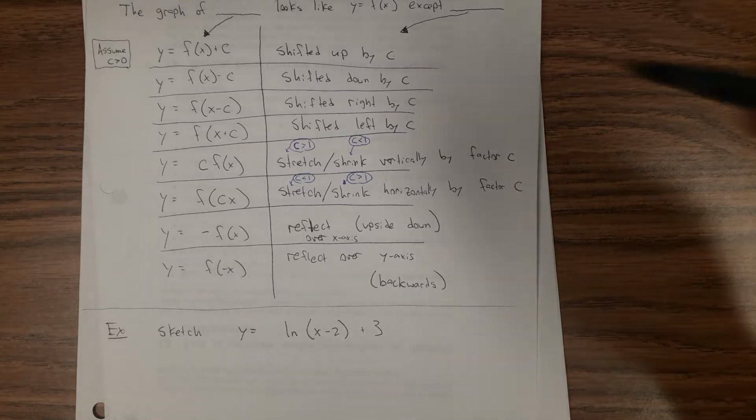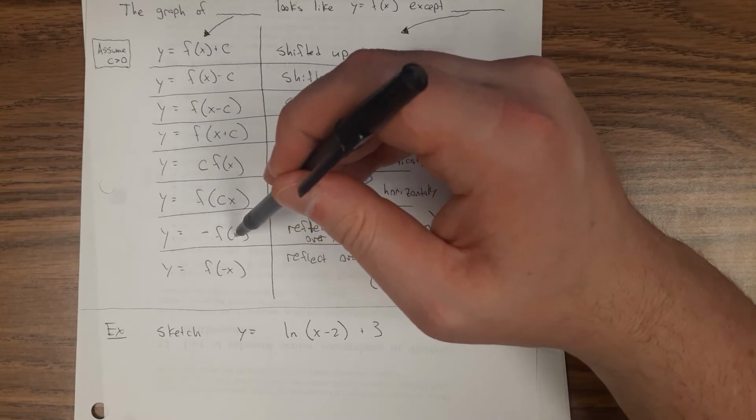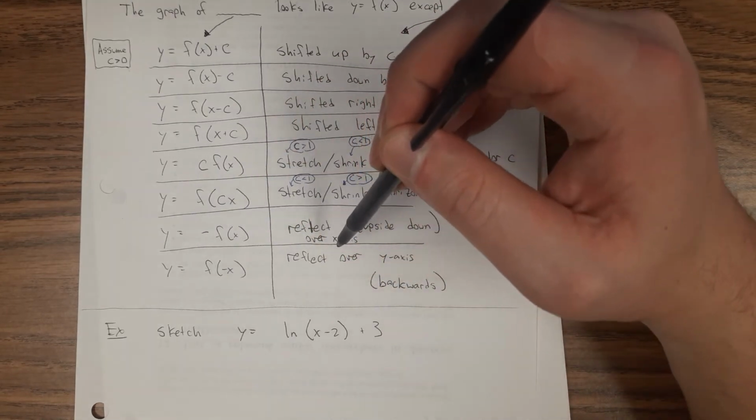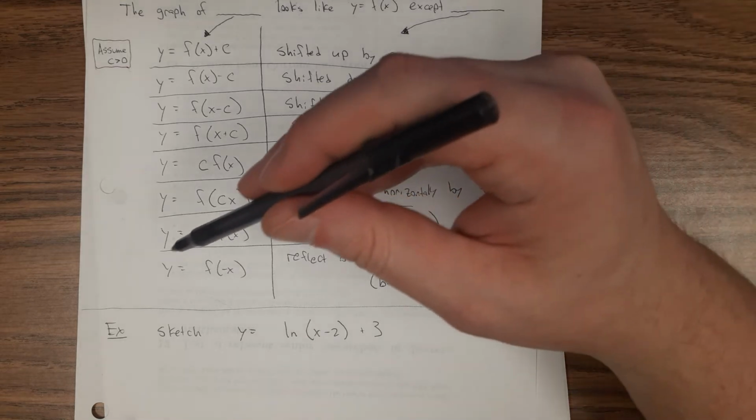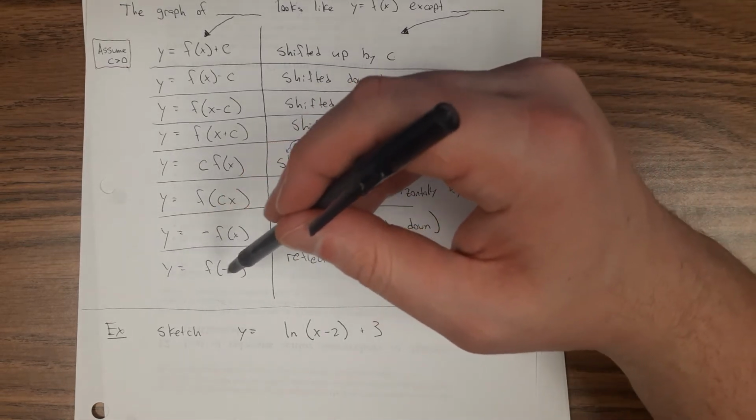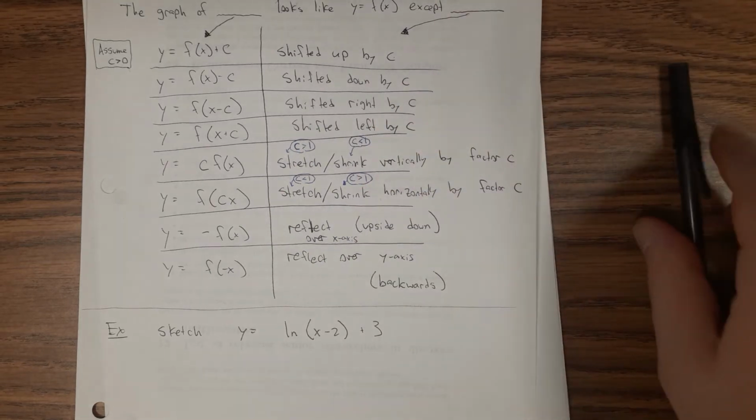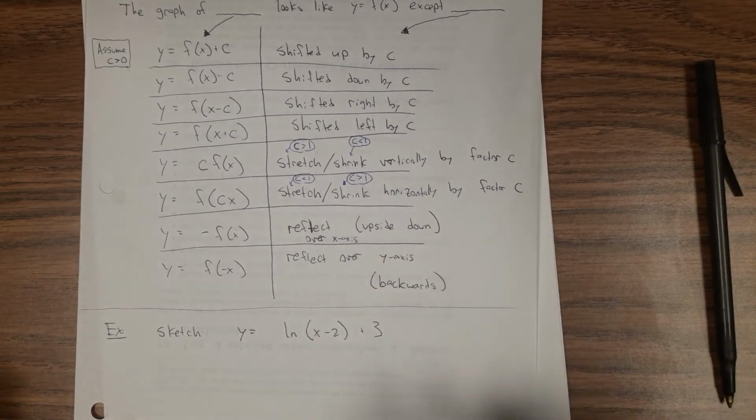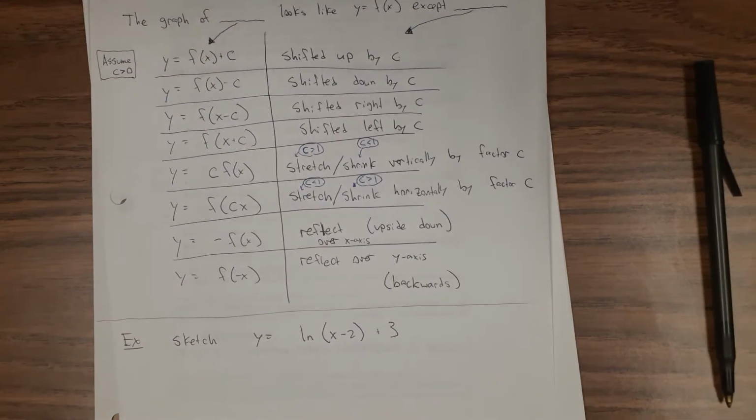Just two more. There's the reflections. If you put a negative sign in front of the f of x, that's a reflection over the x-axis. In other words, that turns the graph upside down. If you put the negative inside with the x, that's a reflection over the y-axis. In other words, it's what I would describe as backwards. So you take the graph and you basically just turn it like that.